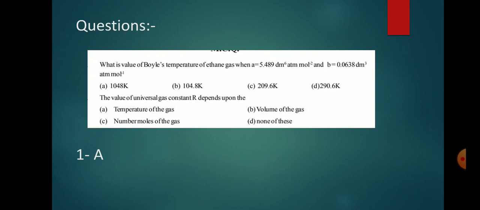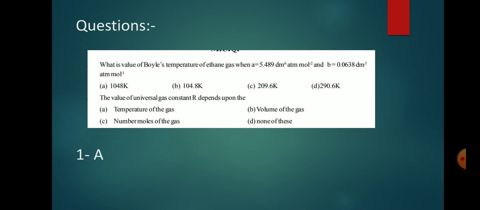Now let us discuss how to solve the problem. We know that Boyle's temperature, Tb, is equal to a divided by R into b, given that a is equal to 5.489 decimeter power 6 atmosphere per mole square, b is equal to 0.0638 decimeter cube atmosphere per mole, and R is equal to 8.314. Substituting all the given values, we get the Boyle temperature of ethane gas as 1048 Kelvin.